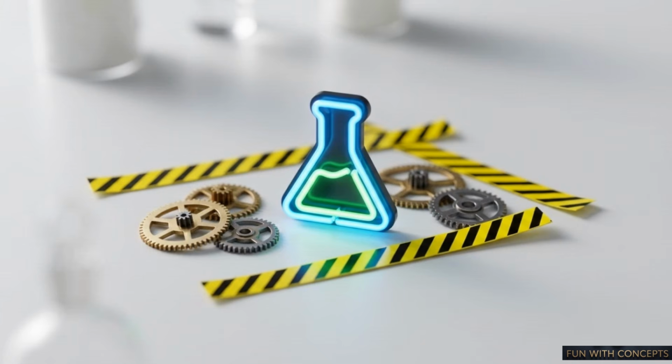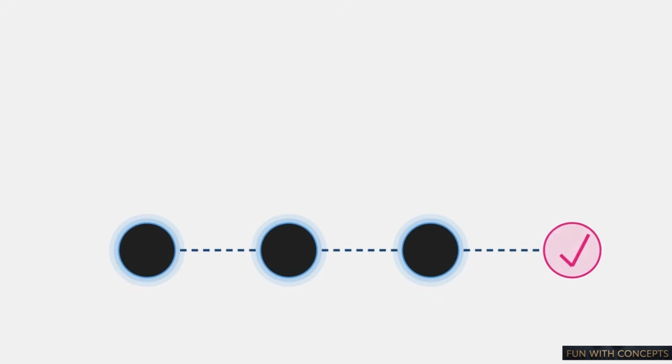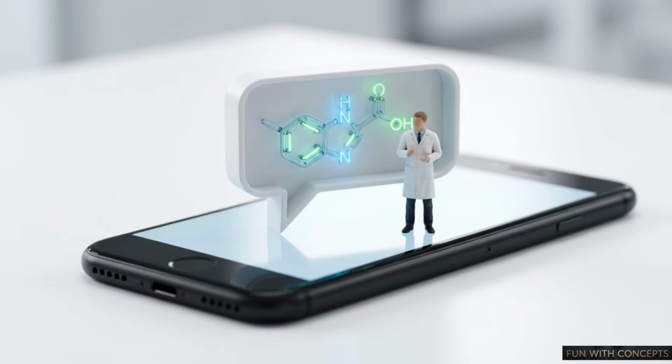So, let's put your new toolkit to the test. Imagine you're handed a single beaker containing a mixture of iron filings, water, and rubbing alcohol. Based on everything we've covered today, what exact sequence of separation techniques would you use to safely isolate all three of those materials? And crucially, what must your very first step be? Let me know your step-by-step game plan down in the comments.